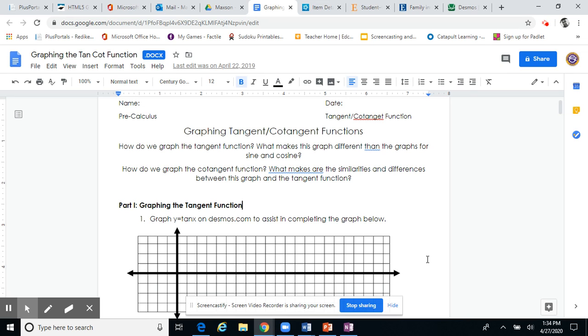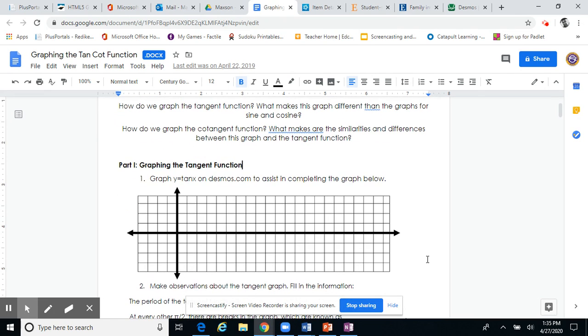For this part, we're not going to get too in depth on how to graph tangent and cotangent, but I do want you to know what the shapes look like for the graph. So first we're going to start with tangent. So it says graph tangent on Desmos.